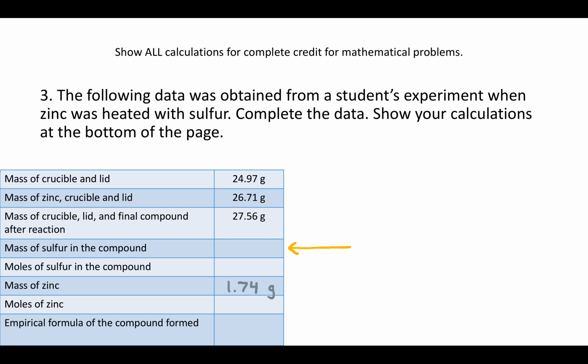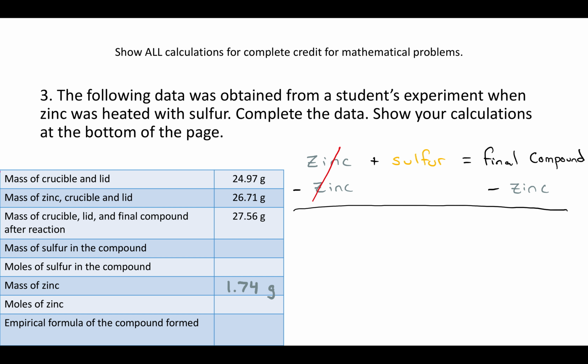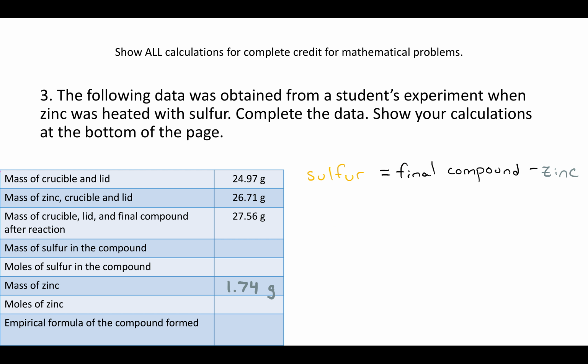Next, I'm going to try to find the mass of sulfur. Now I know that the only things that reacted here are zinc and sulfur to give me the final compound. So I can rearrange things, subtract zinc from both sides, and I know that sulfur is going to have to be the mass of the final compound minus the mass of zinc. So I have the mass of zinc, we just found that, and we just need to find the mass of the final compound. So let's take a small detour to do that.